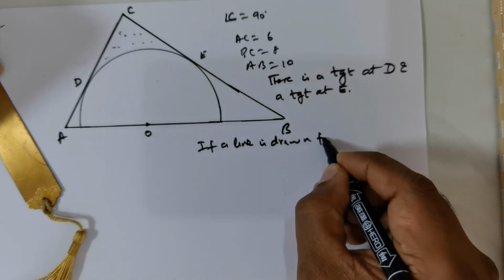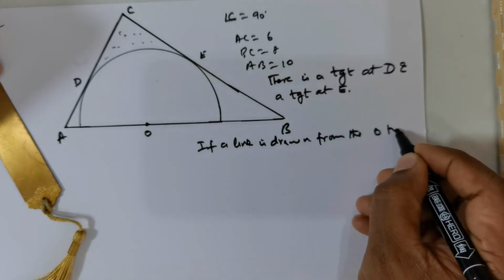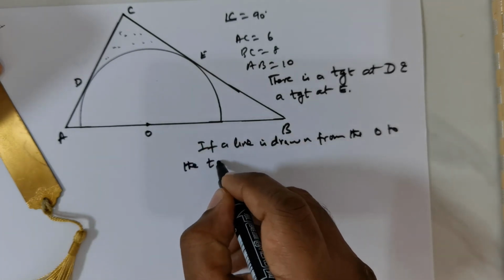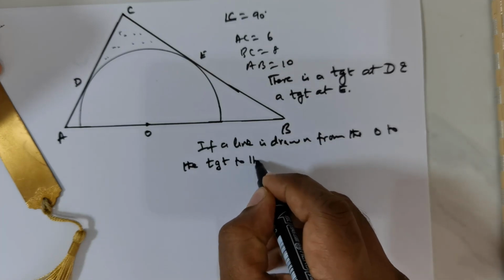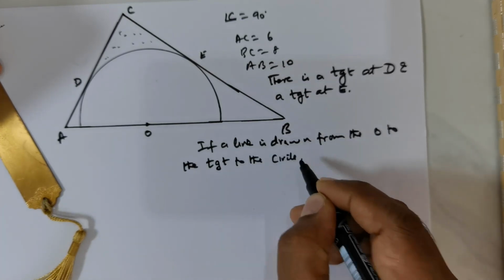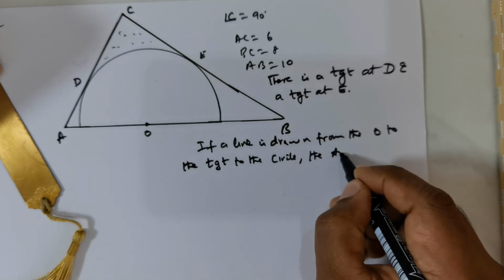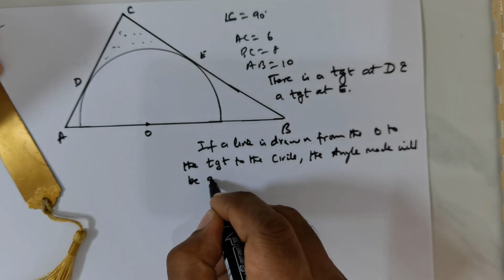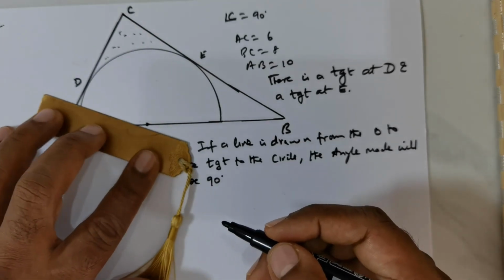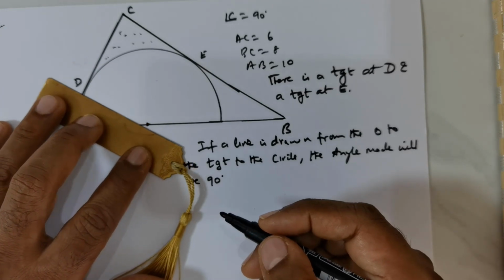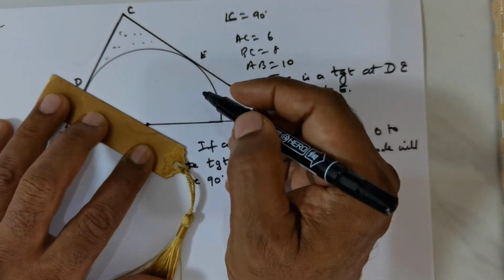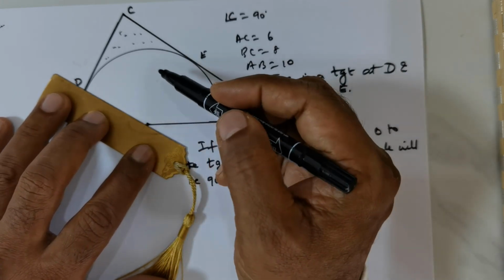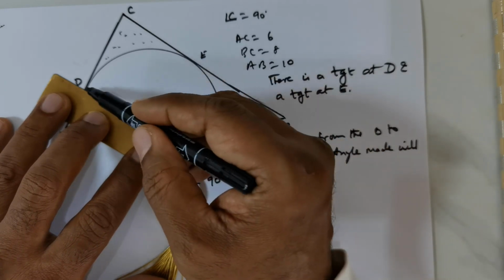Now if I were to draw, the statement is, if a line is drawn from O, which is the center of the circle, to the tangent to the circle, the angle made will be 90 degrees. So if you were to draw a line from O to the tangent, the angle made is going to be 90 degree.